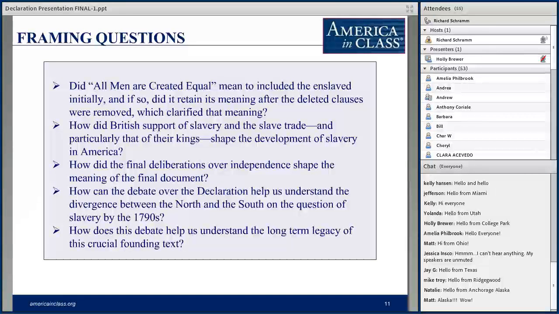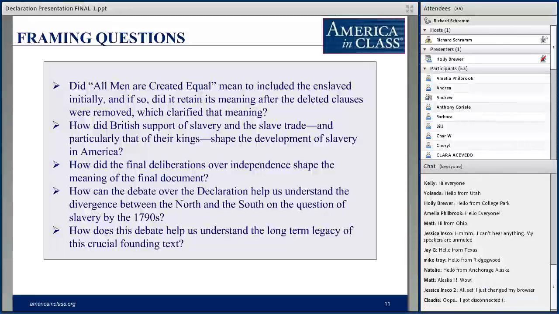So let's get underway. Our webinar tonight is going to address five large framing questions, and let me put those on the table right now. Did "all men are created equal" mean to include the enslaved initially? And if so, did it retain its meaning after the deleted clauses, clauses that clarified that meaning, were removed? How did British support of slavery and the slave trade, and particularly that of their kings, shape the development of slavery in America?